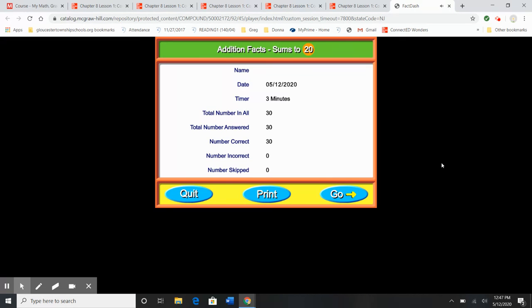Here is a tally of your results. Click the Print button to print this screen.